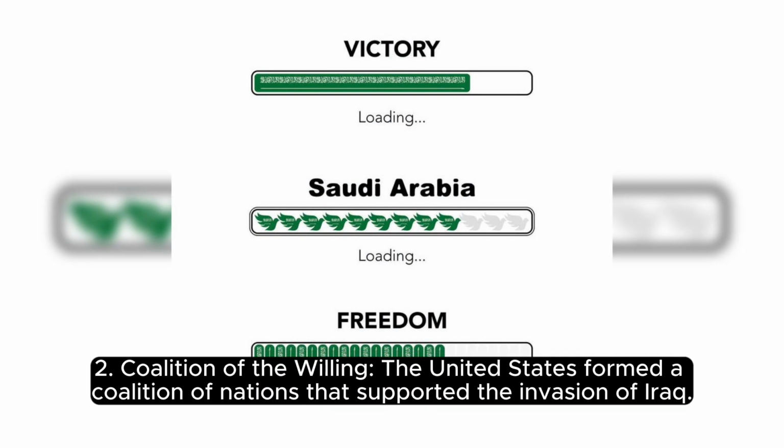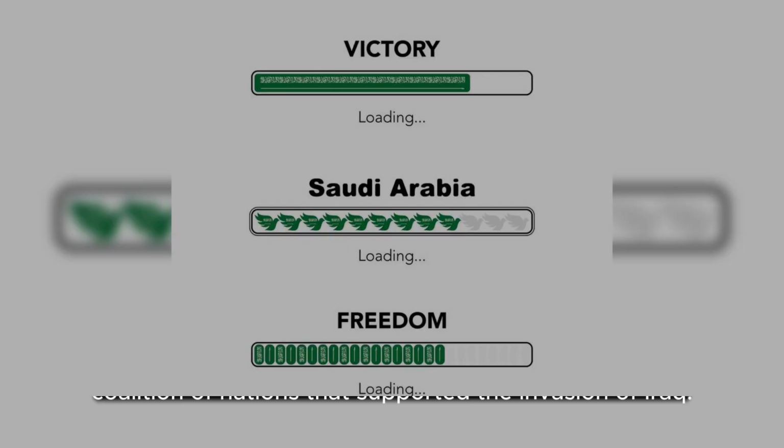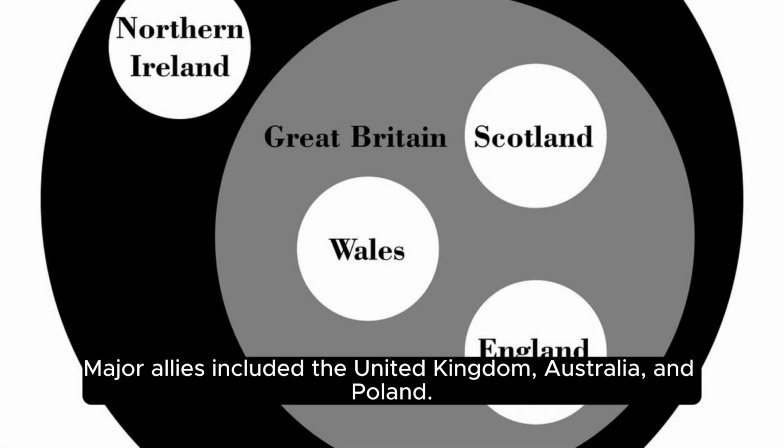2. Coalition of the Willing. The United States formed a coalition of nations that supported the invasion of Iraq. Major allies included the United Kingdom, Australia, and Poland.